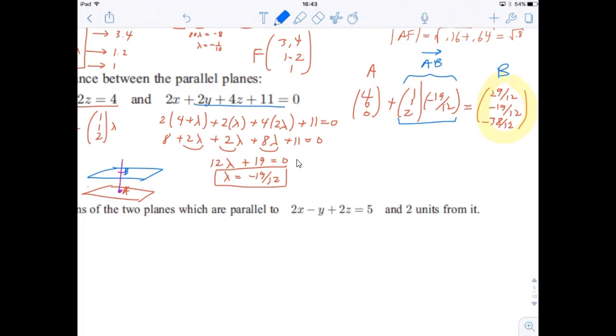So this is a very messy looking vector, but actually what we want is its length. Okay? To find the length of this vector, all we need to do is take the scalar, which is 19 twelfths, and multiply it times the length of the vector 1, 1, 2. So what is the length of 1, 1, 2? Well, the length of 1, 1, 2 is the square root of 1 squared plus 1 squared plus 2 squared, which is the square root of 6. So our answer is 19 square root of 6 over 12.